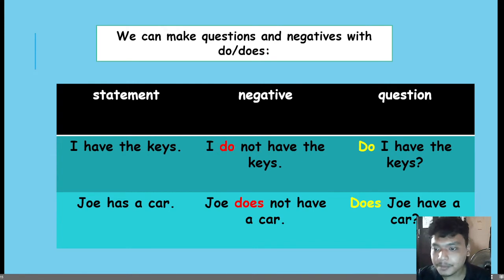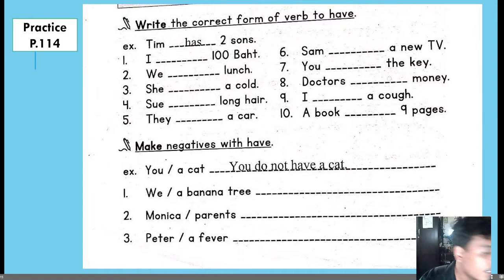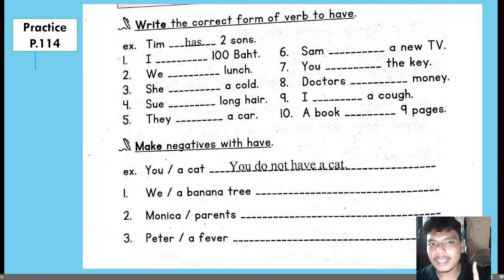Okay, well done. And then the teacher moves to the next. Everyone, we are going to do this together. You have to help me. Remember, I, you, we, they, we use with have. And he, she, it, we use has. Okay, very good job. Look at this, everybody. Tim has two sons, because Tim is one person.